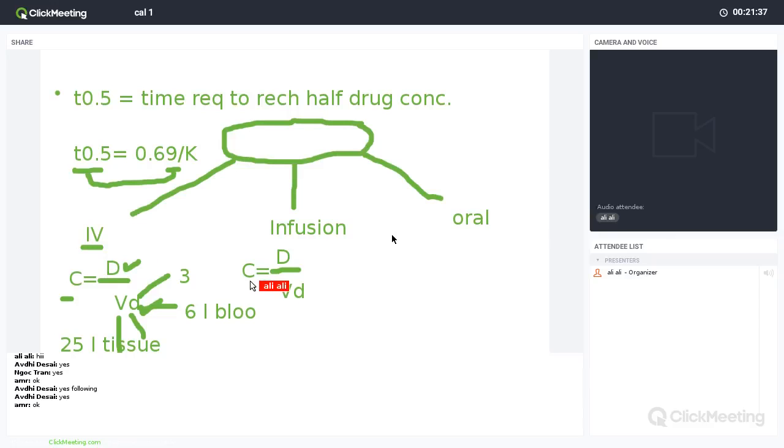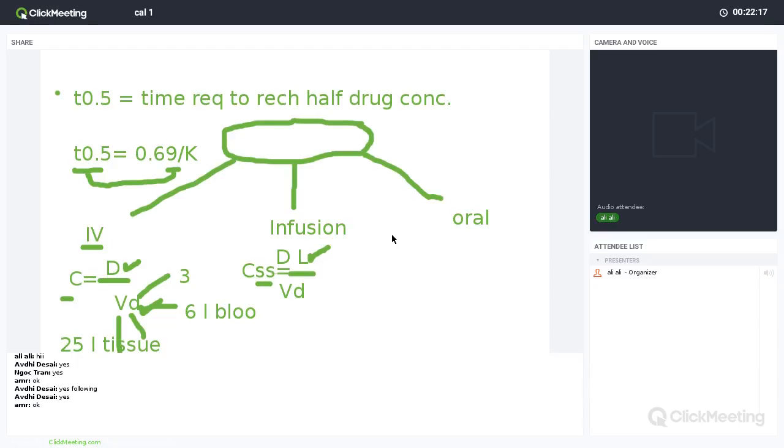Then it's an infusion, so it will be the plasma steady state, CSS, which will equal the loading dose divided by VD. So now it's easy. This is the main difference. That's it. The same equation as the intravenous bolus injection, just add CSS, and beside the D you will add a loading dose.